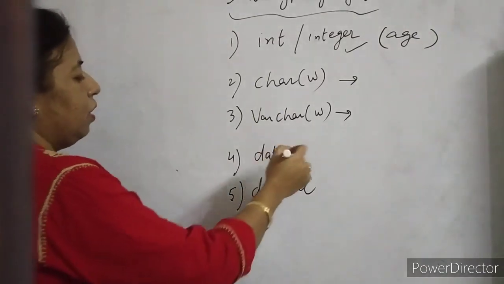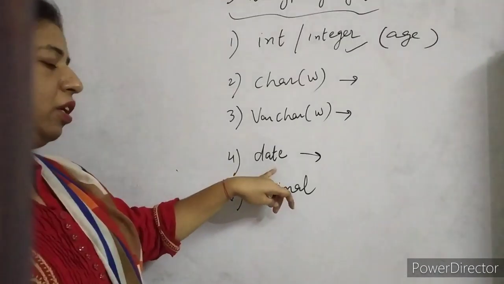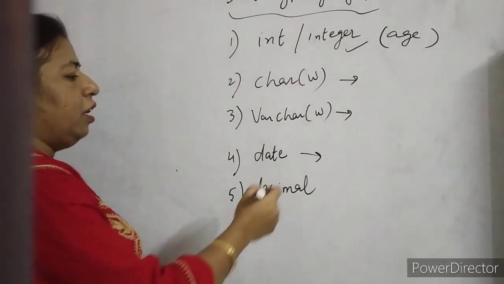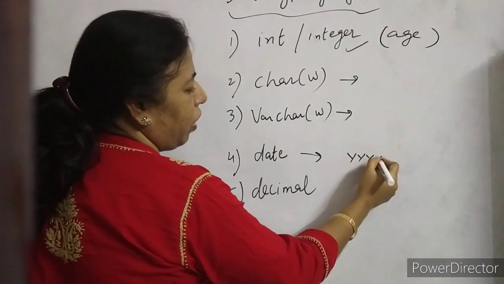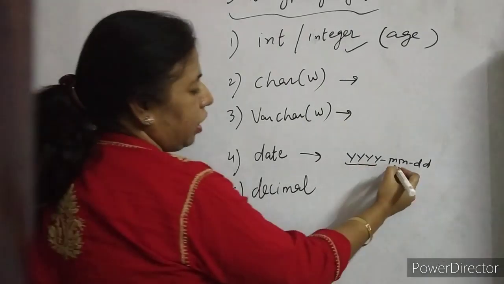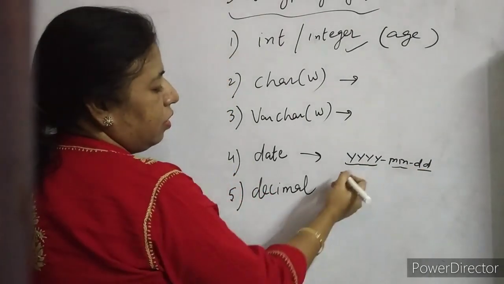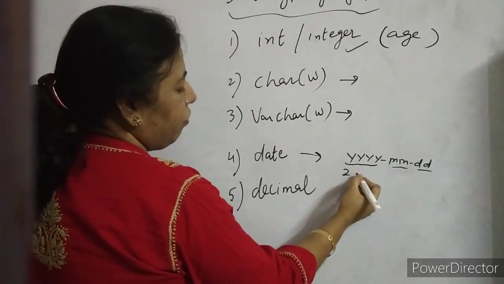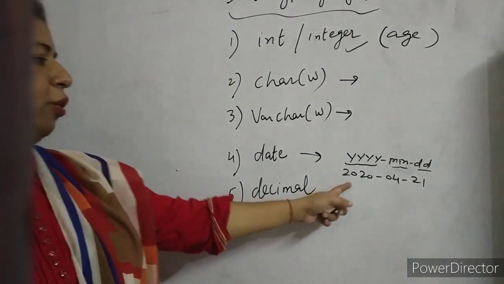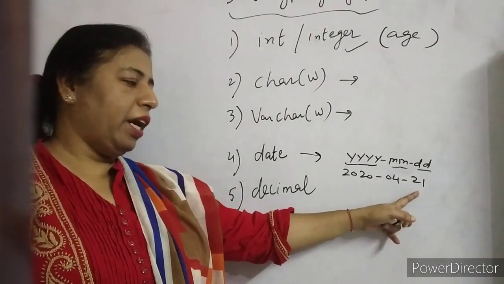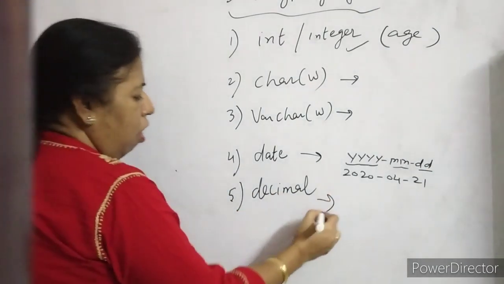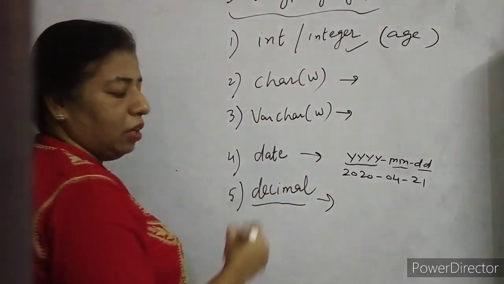Varchar. Next is date. Date is used for entering the date of birth, date of joining in my table, and the default format for the date is YYYYMMDD. First we have to enter the year, then month in numeric and day. Like today is 21st April. We will write it like that. Clear? 2020, 04 for April, and 21 is the DD part, day part. Clear?